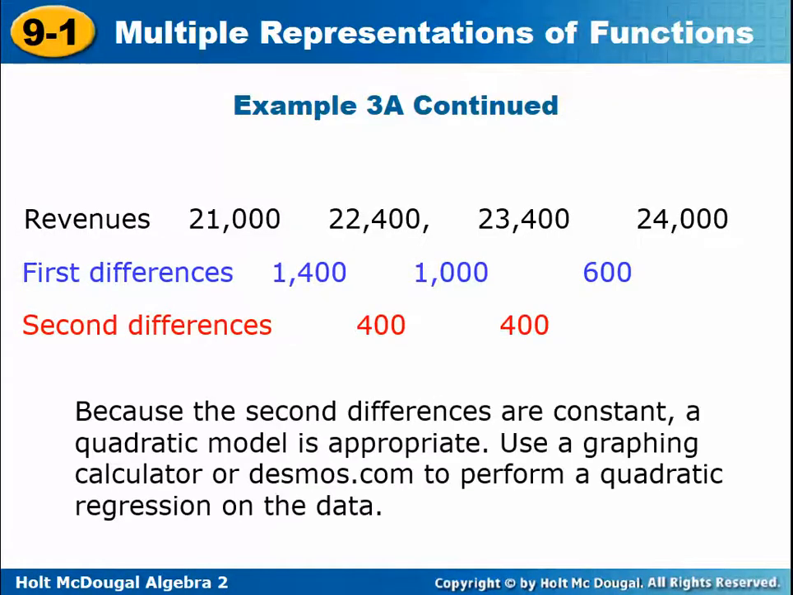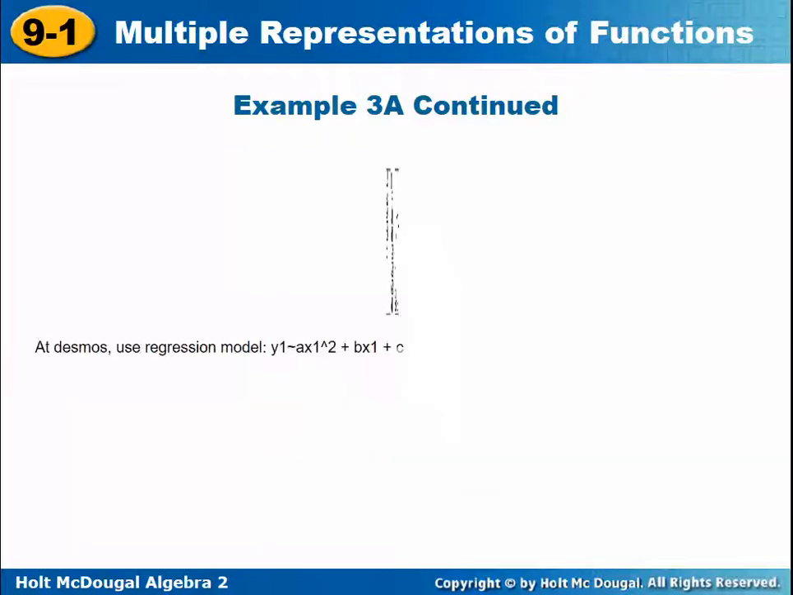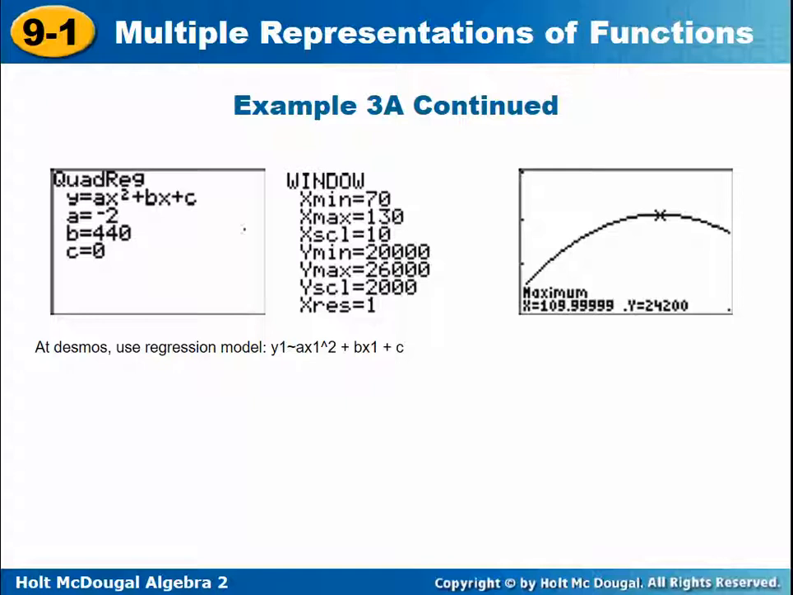So quadratic will fit. So now we can use Desmos.com or a graphing calculator, and we can do a quadratic regression to get the exact equation. And the exact equation is you take your value of A, B, and C, and you plug them back in to your equation, whether it's Desmos or the graphing calculator. So this equation would be y equals negative 2x squared plus 440x plus 0 for C. Oh, not b, x, sorry. And then you don't have to write plus 0. So that's the equation.